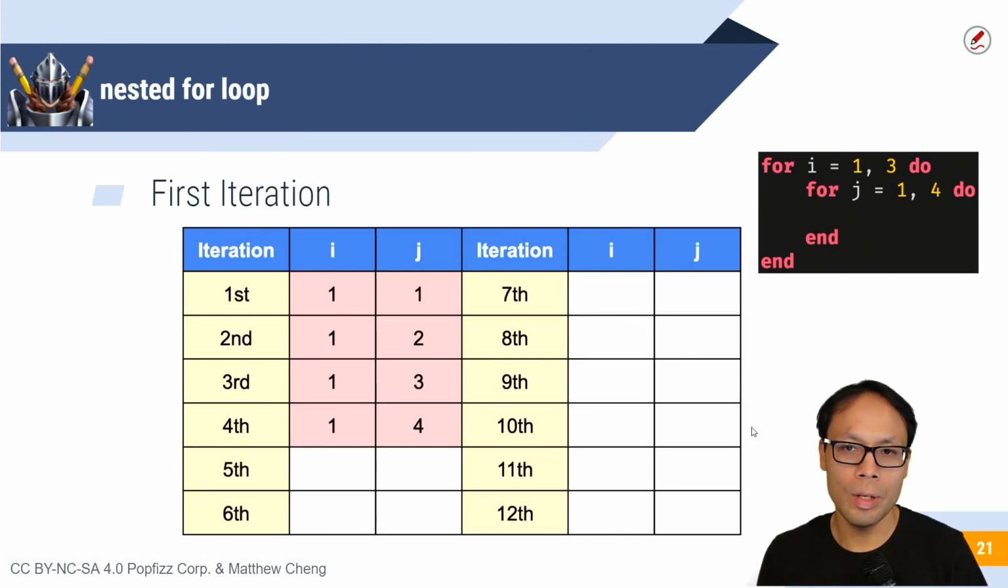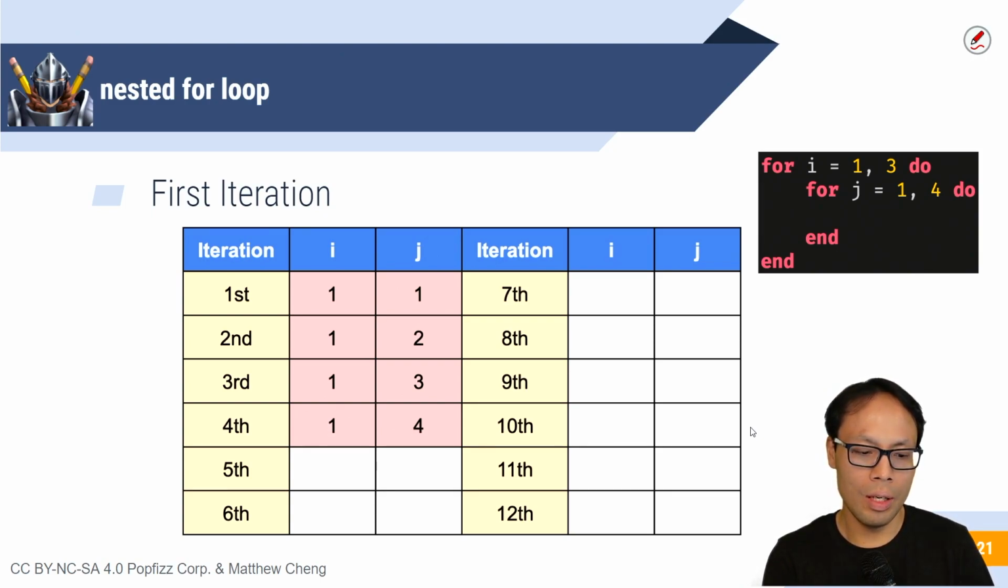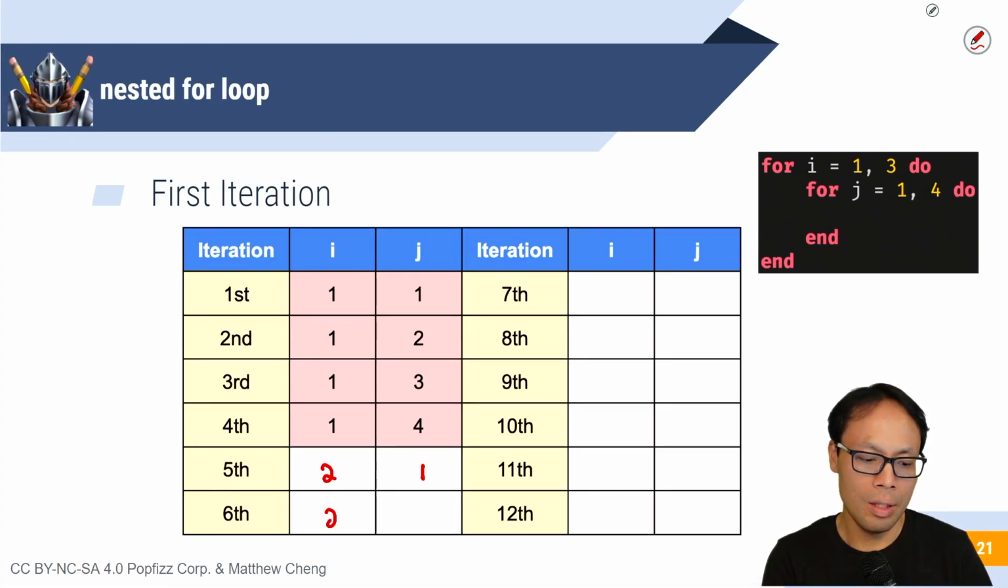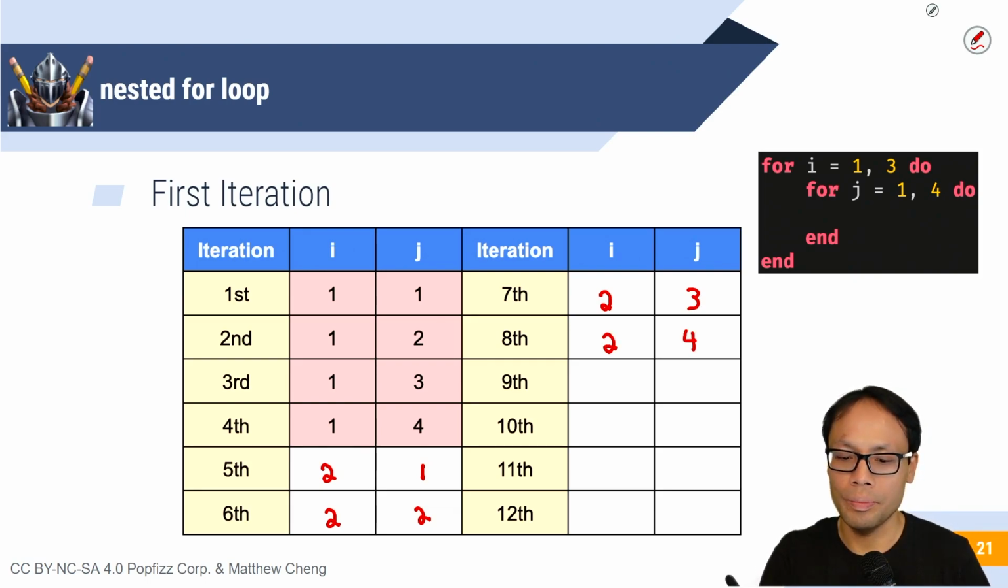Now let's trace through what happens with the subsequent iterations. So again, we have i goes to 2, j is 1. i is 2 again, j is 2. i is 2 again, j is 3. i is 2 again, and j is 4.